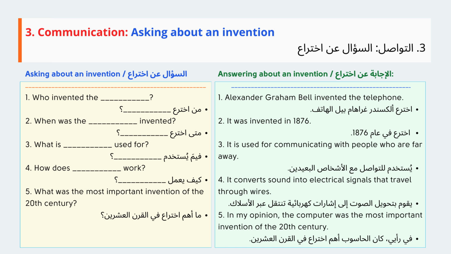Now, let's practice answering these questions using the telephone and the computer as examples. 1. Alexander Graham Bell invented the telephone. 2. It was invented in 1876. 3. It is used for communicating with people who are far away. 4. It converts sound into electrical signals that travel through wires. 5. In my opinion, the computer was the most important invention of the 20th century.